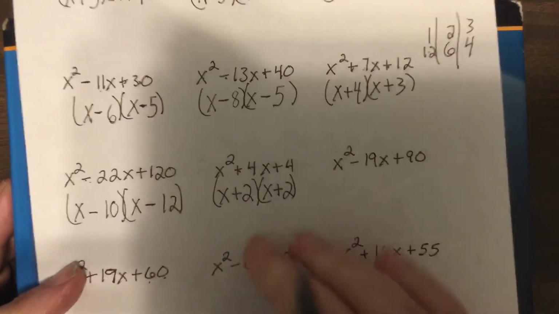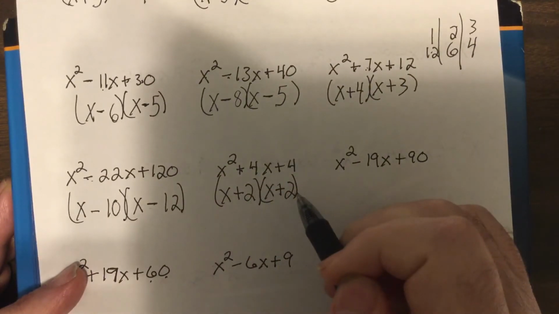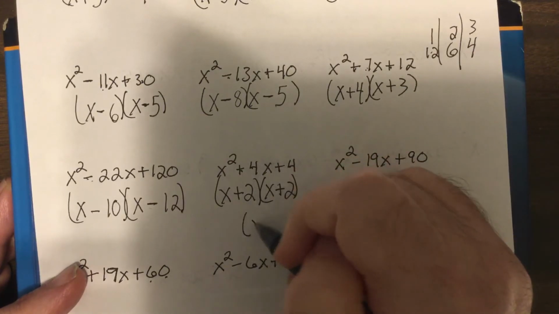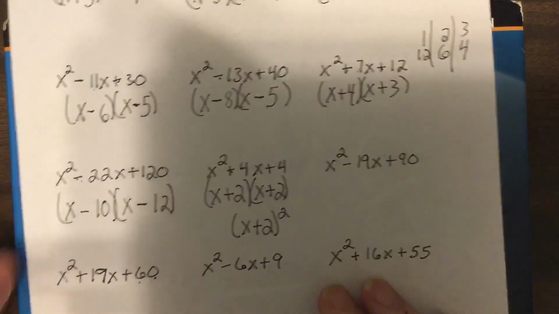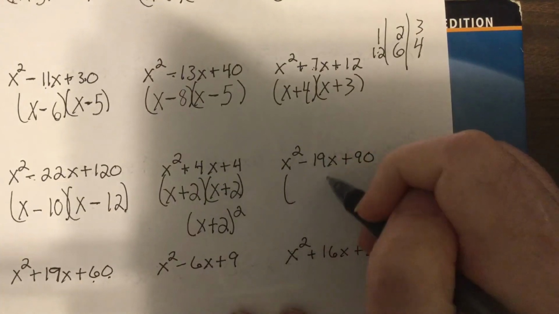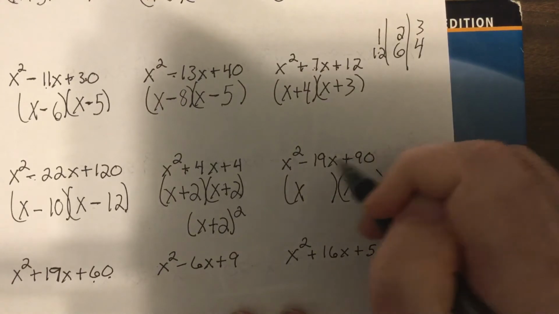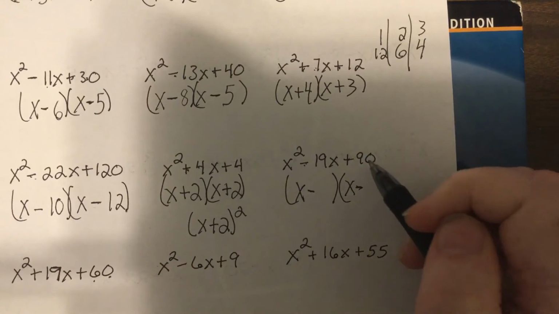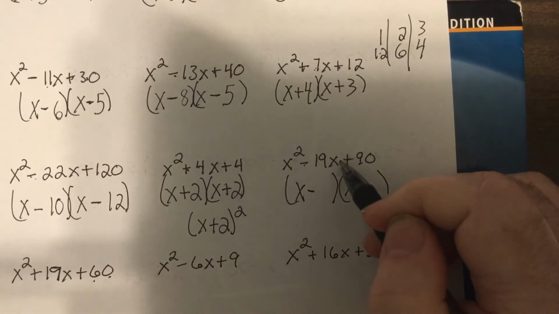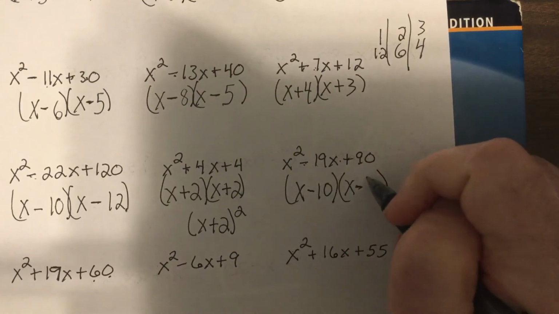Uh-oh. You have the same thing multiplied together. How do you write it when you have the same thing multiplied together? And that is a binomial square. This one, let's see, x squared is x and x. Last term's plus, so both the same as the middle, minus minus. And what do you multiply to get 90, but you add to get 19? And that would be 10 and 9.